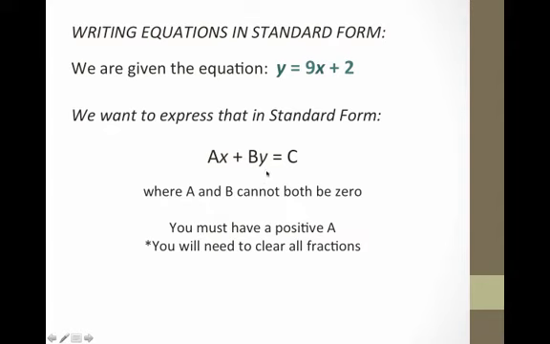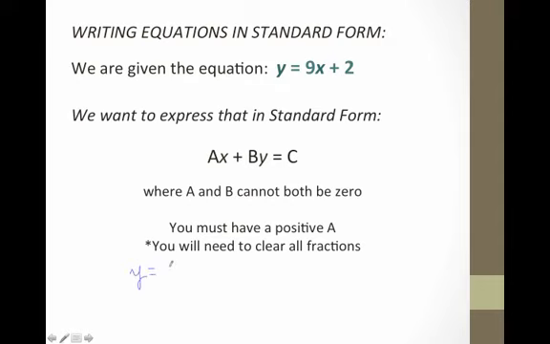So remember, A and B cannot both be 0, and in the end I'm not going to be able to have a negative A. So the coefficient on my x will always have to be positive, and I'm also going to need to clear all fractions from my equation. Everything has to be a whole number. So let's look at changing this to standard form.